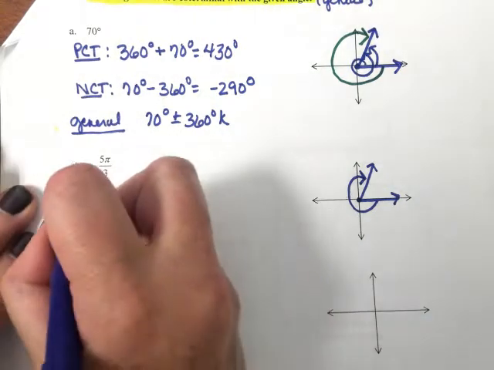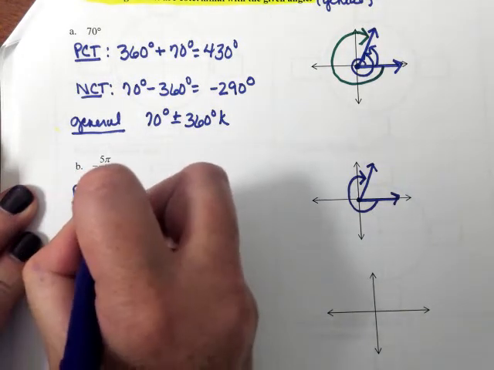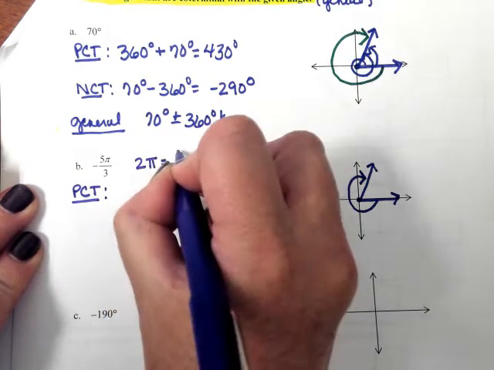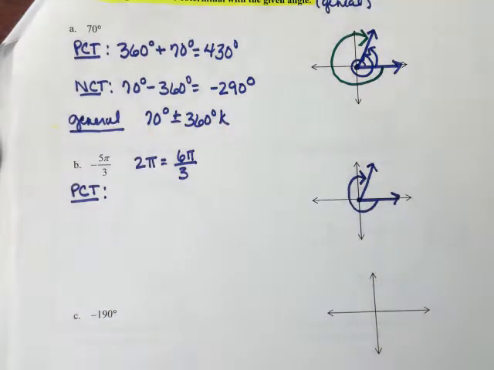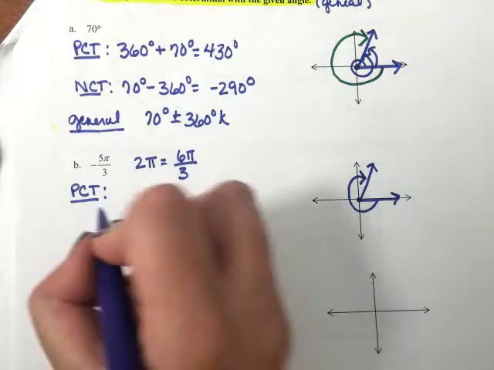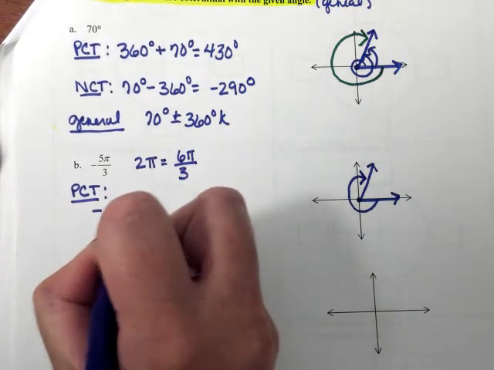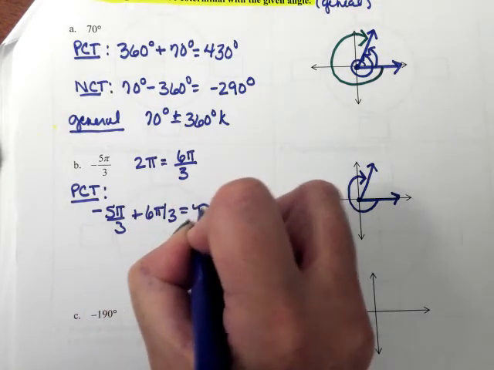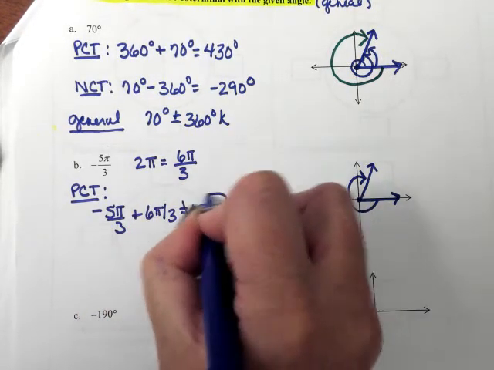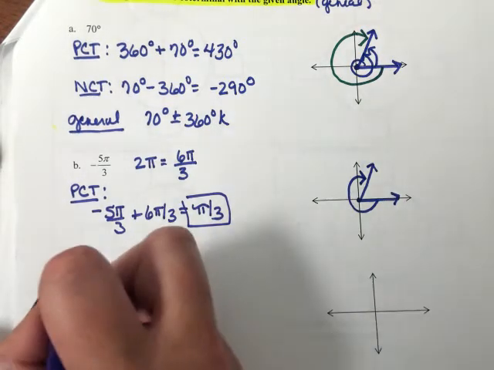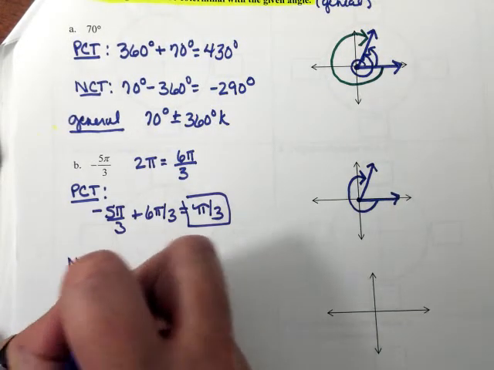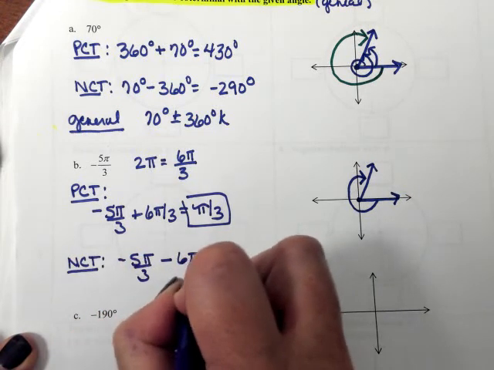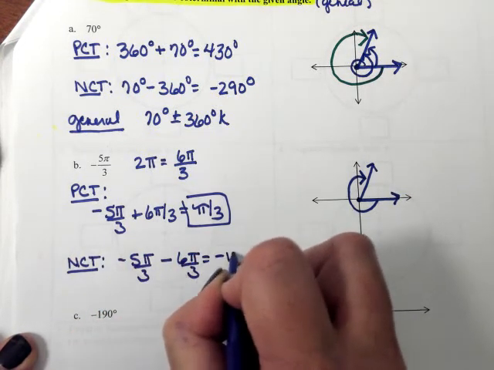So then to find my positive coterminal angle, again, remember, I'm going to have to add and subtract 2 pi. So I know that 2 pi is equivalent to 6 pi over 3. So I'm going to take negative 5 pi over 3 and add 6 pi over 3, which is pi over 3. My negative coterminal angle is negative 5 pi over 3 minus 6 pi over 3, which is negative 11 pi over 3.